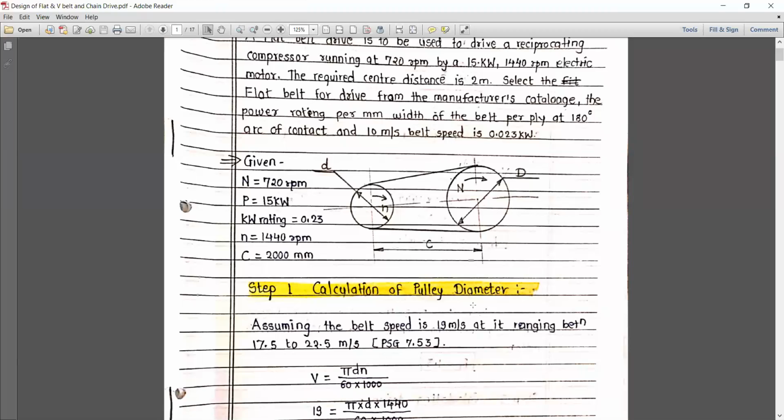Okay, so capital N is equal to 720, as it is the speed of the compressor, which has the higher diameter pulley, and for the lower diameter pulley we use small n equal to 1440 rpm. Power to be transmitted is 15 kilowatt. Center distance is 2 meter, that is nothing but 2000 millimeter.